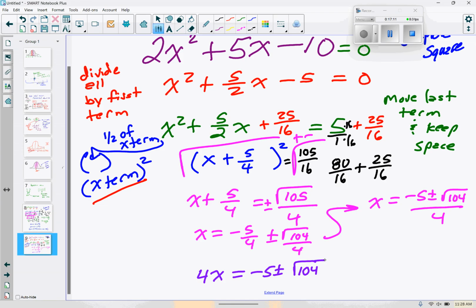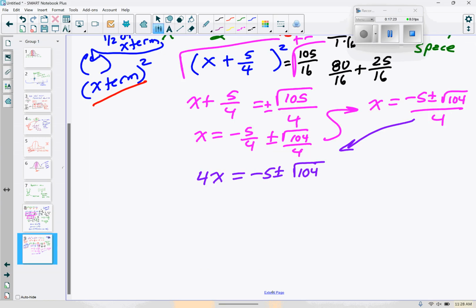It's called completing the square. What do I do from here to here? Yeah, multiply each side by 4. And so basically your answer comes out to this.